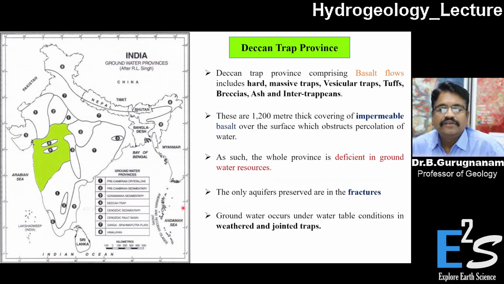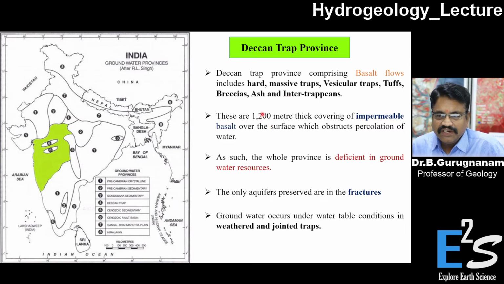So this portion is Deccan Trap. Now we have studied these portions and we are moving to this portion, Deccan Trap. This normally comprises basalt. It is normally hard, massive trap, vesicular trap, tough breccias, and intertrappeans are found here.